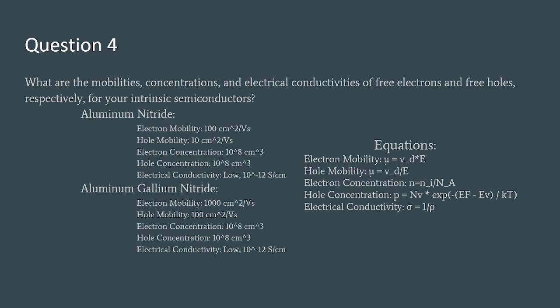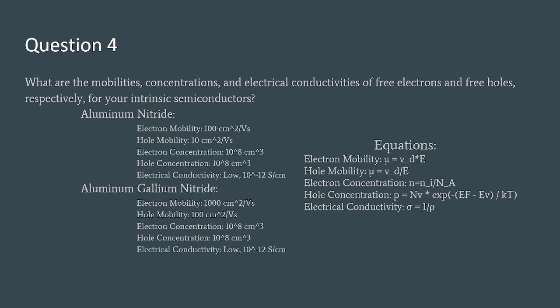For question 4, we were asked what the mobilities, concentrations, and electrical conductivities of free electrons and free holes, respectively, are for our intrinsic semiconductors. To get the answers for our semiconductors, which were aluminum nitride and aluminum gallium nitride, we were able to use the equations on the right to calculate the electron mobility, the hole mobility, the electron concentration, the hole concentration, and the electrical conductivity.